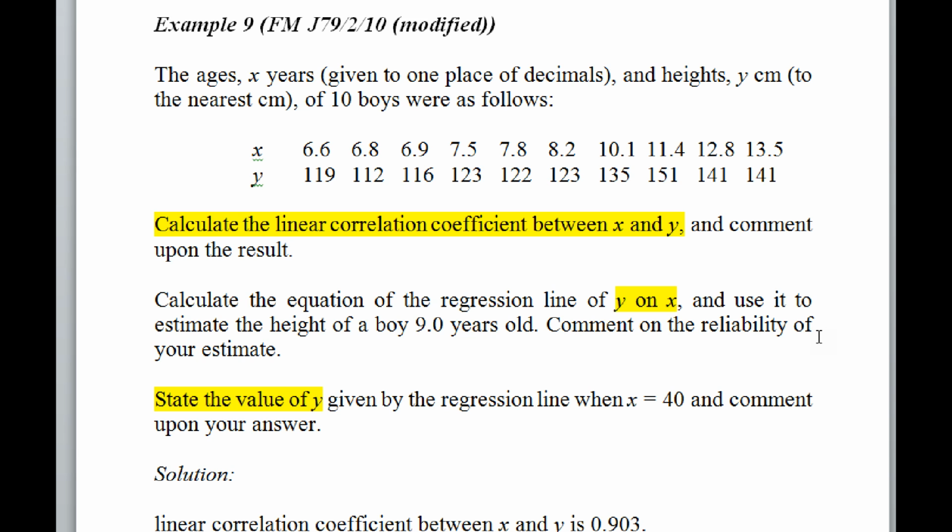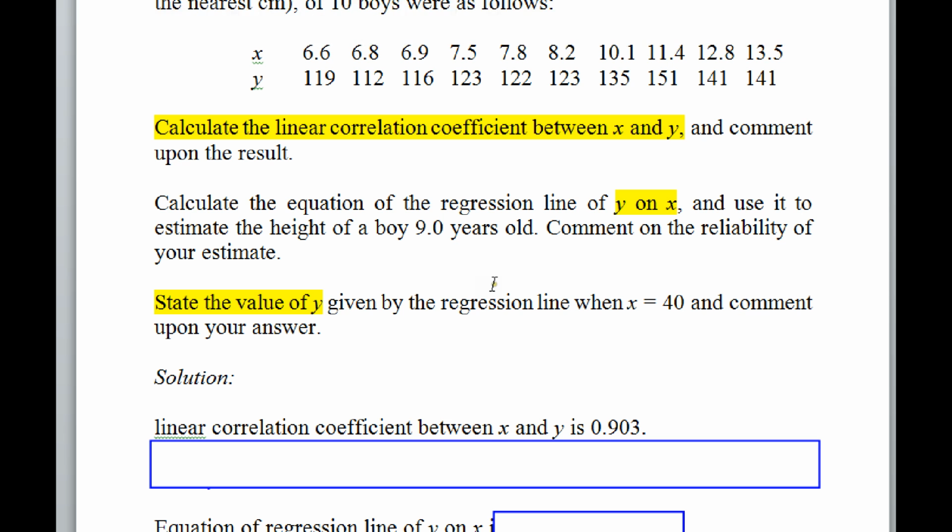You are given X and Y. Calculate the linear correlation coefficient between X and Y, no big deal, and comment upon the result. This is the part. The calculation by now, all of you are very familiar. Am I right? The important thing now is we are to comment on the result. How do we really comment on the result? Good, bad, lousy, not bad, very good, what? So far we only have the R, so we need to comment on the R.